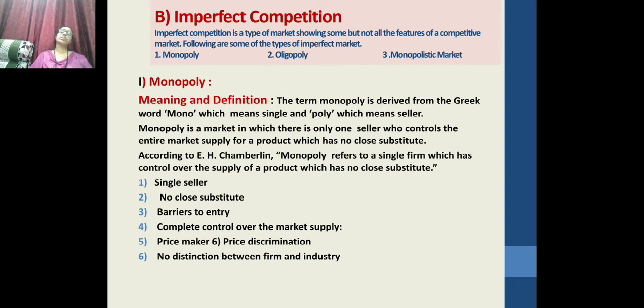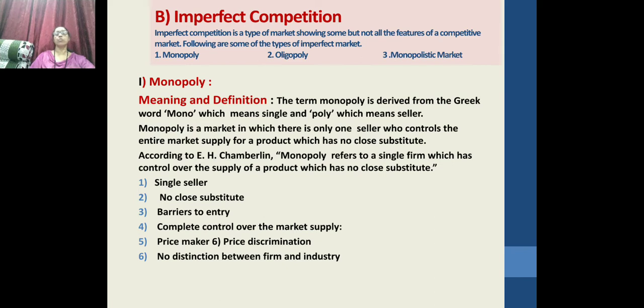Cross elasticity, you know that. The elasticity due to the substitutes. So, the cross elasticity of the monopoly product is zero or negative. Why? Because there is no substitute for the product. If the buyers want that product, they have to purchase that product itself. If not, they have to go without the product.